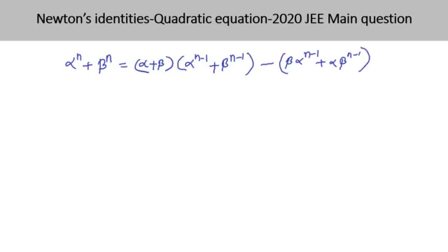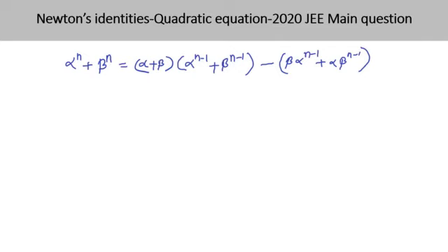Alpha to the power n plus beta to the power n will be equal to alpha plus beta into alpha to the power n minus 1 plus beta to the power n minus 1, minus the additional terms that have arisen because of this multiplication, which is beta into alpha to the power n minus 1 plus alpha into beta to the power n minus 1.